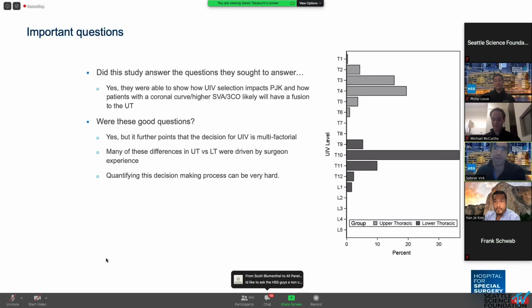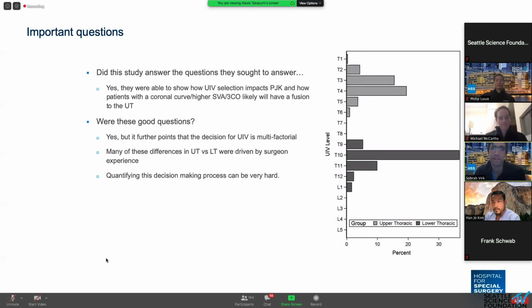So, in evaluating all these articles, it's always nice to take a broader look at what we're looking at here. So these are important questions. Obviously, whether or not to fuse somebody to upper thoracic versus the lower thoracic spine is an important surgical decision-making process that a surgeon has to go through.